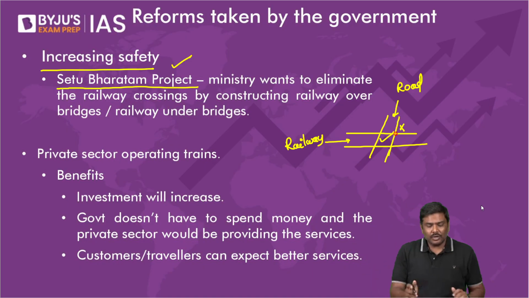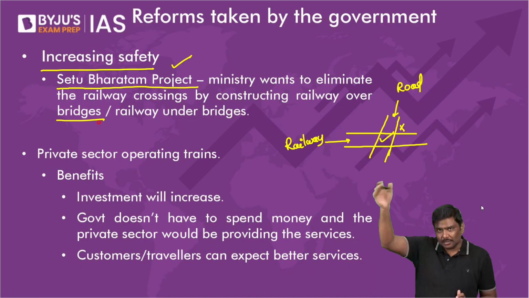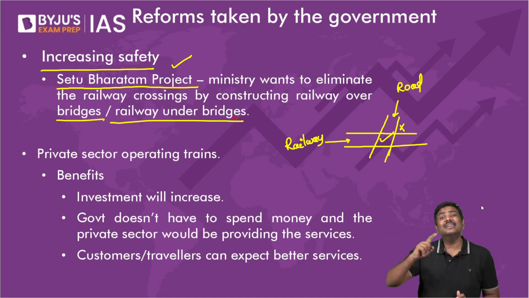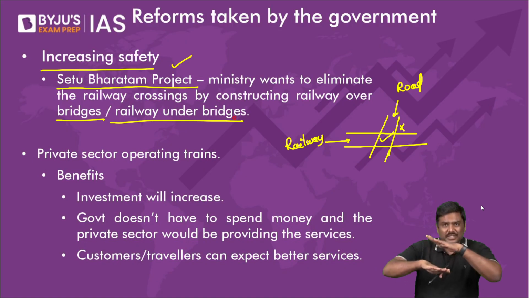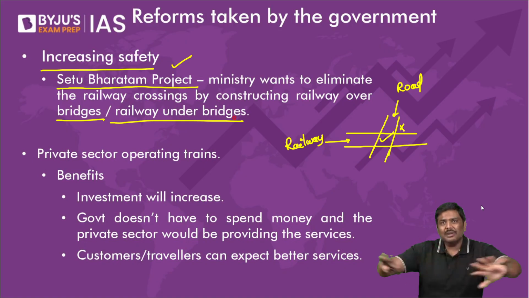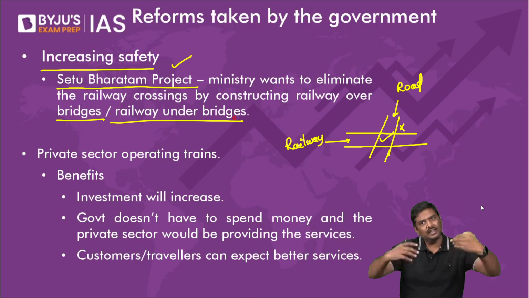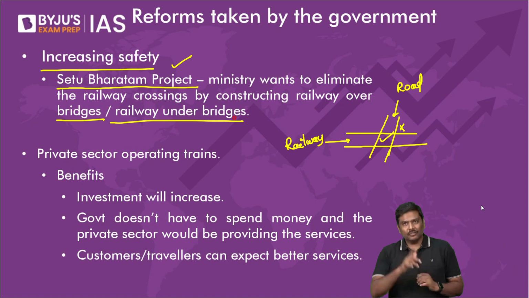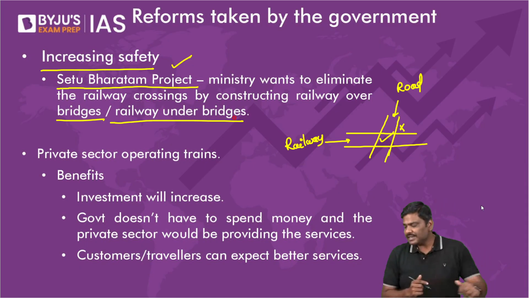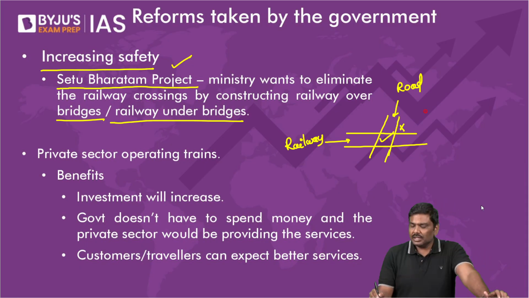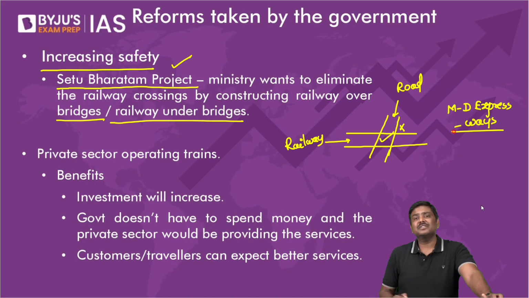Now we are going to construct railway overhead bridges or railway under bridges, so that there are no crossings. There is no crossing physically like this. We are going to eliminate crossings. Whatever safety issues there are, we are going to address them. In fact, again, not related to railways, but please tell me, have you read regarding the Delhi-Mumbai Expressway? Have you read about the Delhi-Mumbai Expressway?